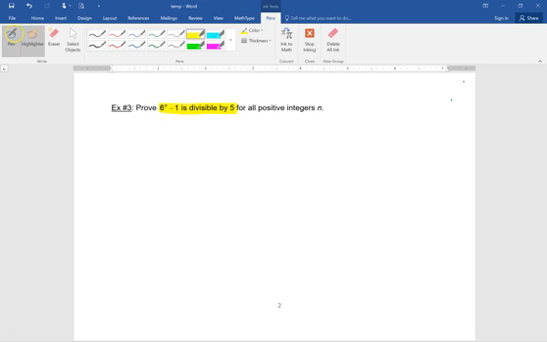If n is equal to 1, 6 to the 1 minus 1 gives you what? 5. Is that divisible by 5? Yes. What about 6 to the 2 minus 1? What about 6 to the 3 minus 1? What's 36 times 6? I think it is 225.